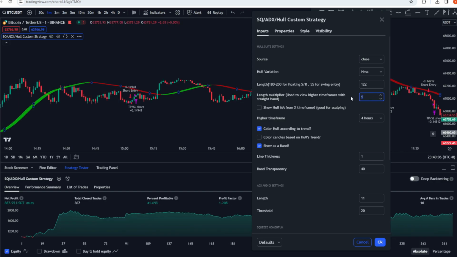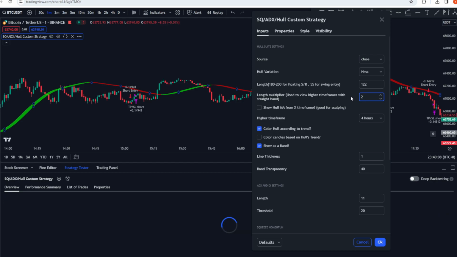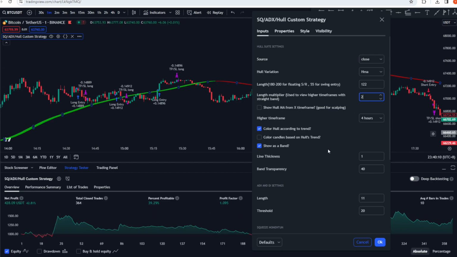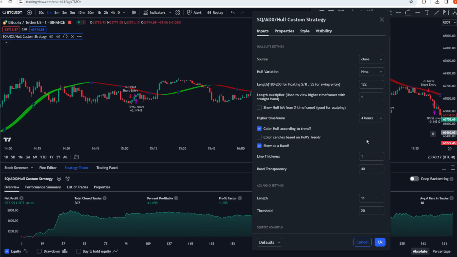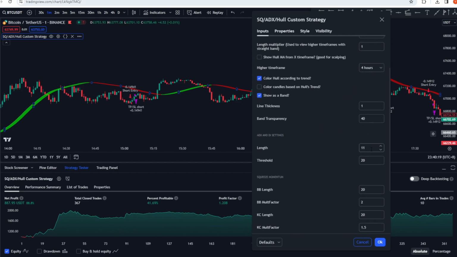You can also play around. Let's say you make the length multiplier 2, and then you can see the profit factor changes, but I'm going to keep it at 1 for now. And then for our ADX DI, we're going to make the length 1.